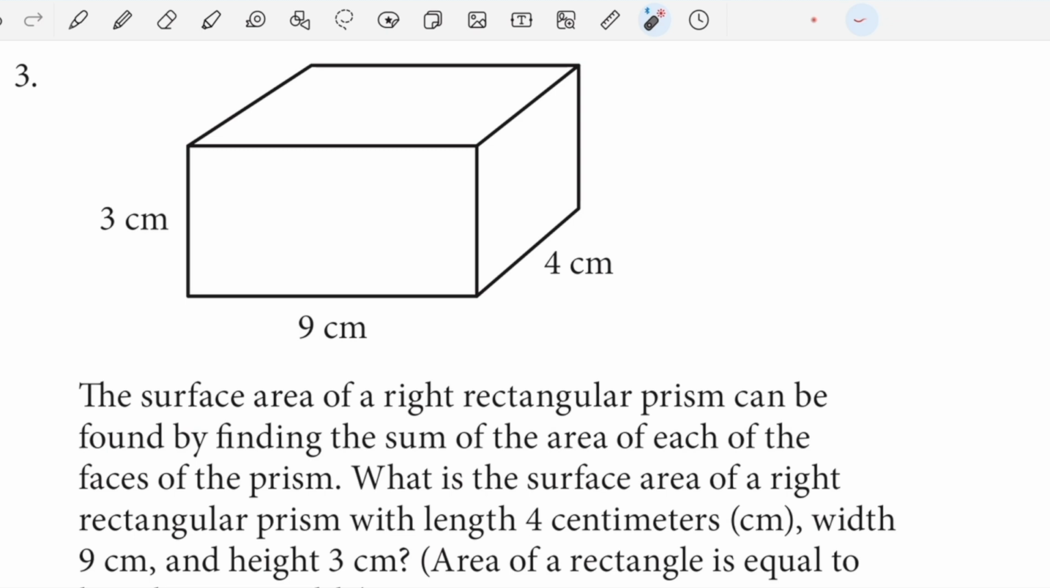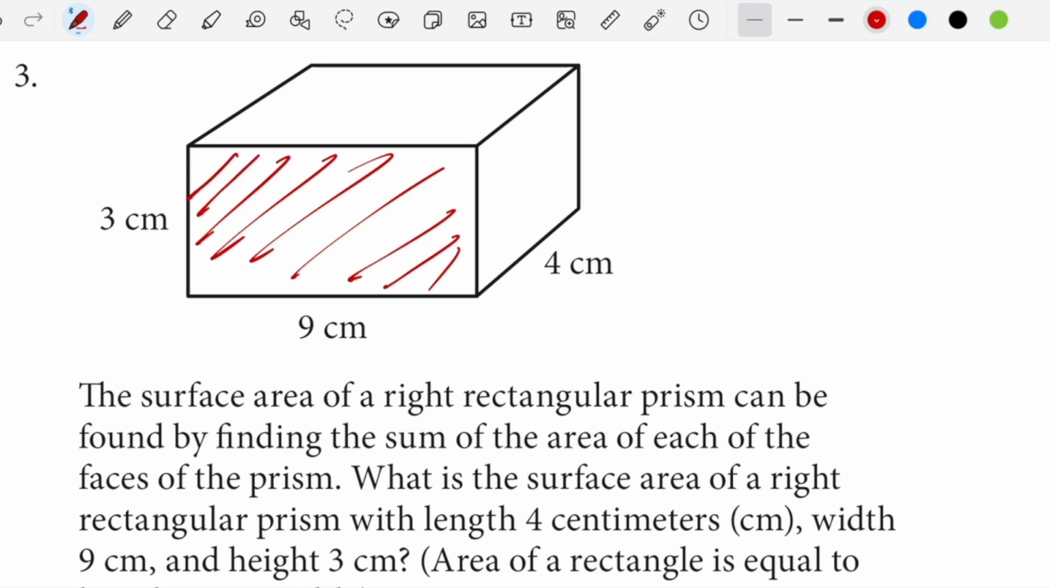So now they're asking me for the surface area of the whole thing. Okay, so we've got to find the area of each face. So let's do the front. All right, that's a rectangle. The base is 9, the height is 3. So the area is 9 times 3, which is going to give me 27 square centimeters. Okay, now this is 3.